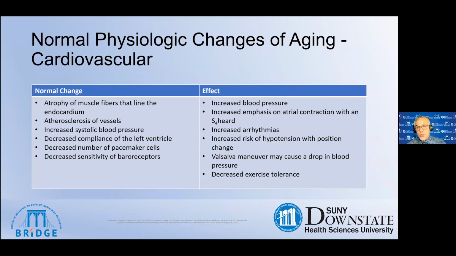And so there are expected physiologic changes of aging, which cross all of the major organ systems. For example, the cardiovascular changes. We know that there is atrophy of muscle fibers. There is some degree of atherosclerosis expected with aging, changes to systolic blood pressure, changes to compliance of the left ventricle, declines in pacemaker cells and baroreceptors. All of this leads to an overall increase in blood pressure, increased risk of arrhythmias, increased risk of hypotension with positional changes, and decreased exercise tolerance.